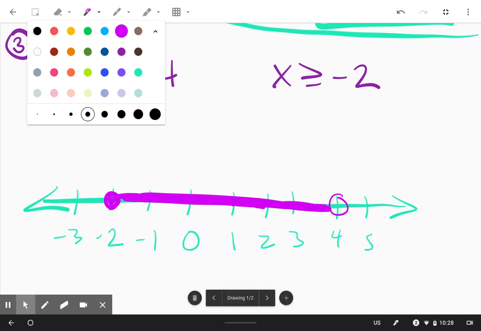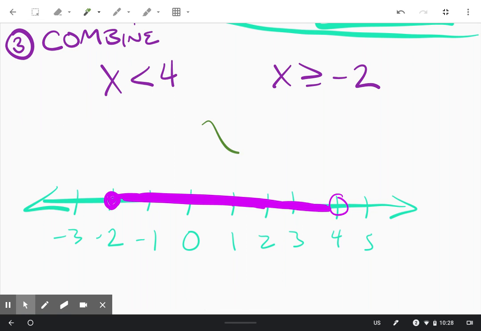So what this tells me is that I'm going to have an expression with x in the middle. And then I need to place the numbers where they go. Well, 4 is higher than x, and negative 2 is lower than x. And the symbol with the negative 2 is like this.